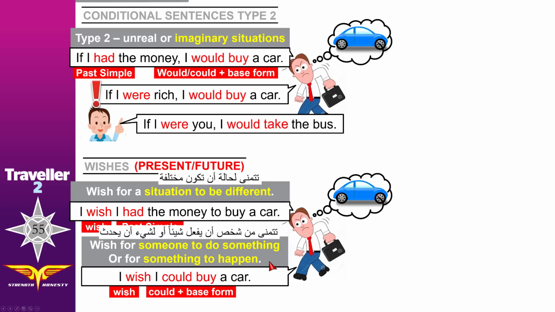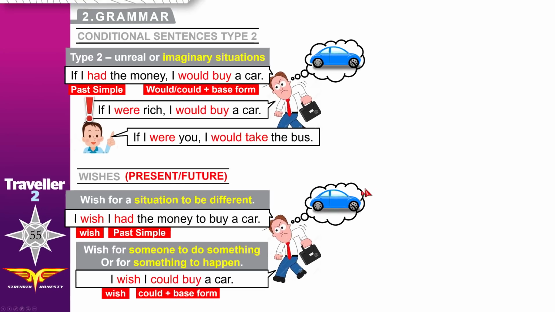Let me give you another example. I wish I were tall. I am not tall, I am short. But I wish I were tall. I wish I were rich. I wish I spoke French. I don't speak French. This is my situation. I wish I spoke French so that I can travel to France. But when you wish for someone to do something, you say, I wish I could go to Dubai next summer. I wish I could go to Dubai. I wish I could visit my grandfather. Do you get that? Good.